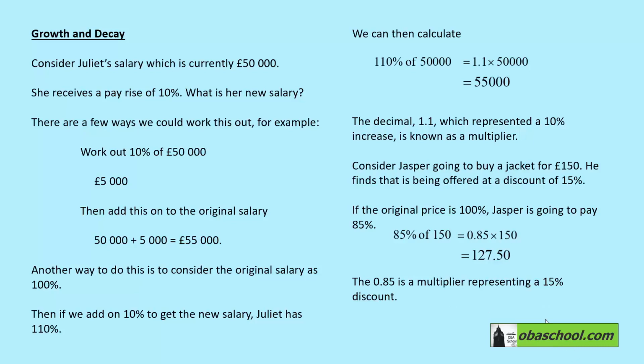Multipliers are a good way of working with growth and decay, and we'll look at this in the examples that follow. But one of the reasons it's a good way of doing it is if you imagine that we had repeated pay rises here of 10%, we can just multiply, if we have two pay rises, by 1.1 squared, and we don't have to go through this sort of process again. So looking ahead in your mathematics, multipliers are a good way to work.